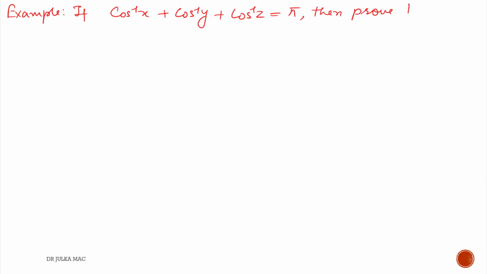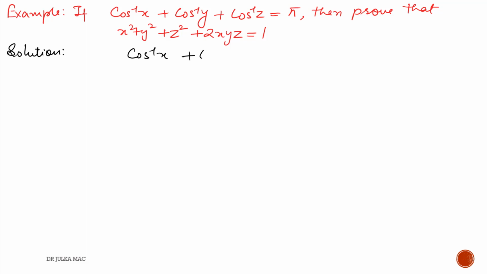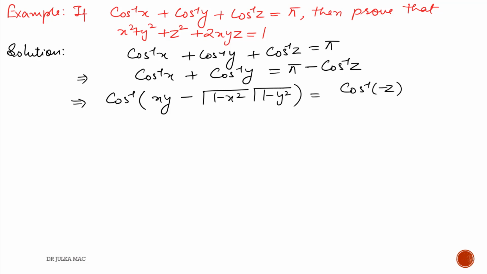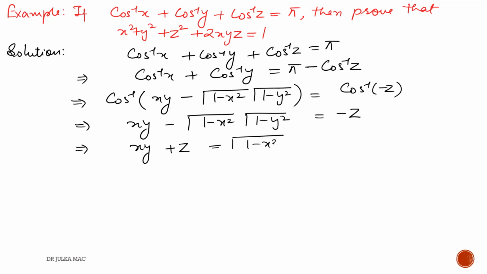Next example. If cos⁻¹x + cos⁻¹y + cos⁻¹z = π, then prove that x² + y² + z² + 2xyz = 1. Cos⁻¹x + cos⁻¹y + cos⁻¹z = π, so cos⁻¹x + cos⁻¹y = π − cos⁻¹z. We know the formula of cos⁻¹x + cos⁻¹y, which equals cos⁻¹[xy − √(1 − x²) √(1 − y²)]. And π − cos⁻¹z = cos⁻¹(−z). Taking cos both sides, we will get xy − √(1 − x²) √(1 − y²) = −z.